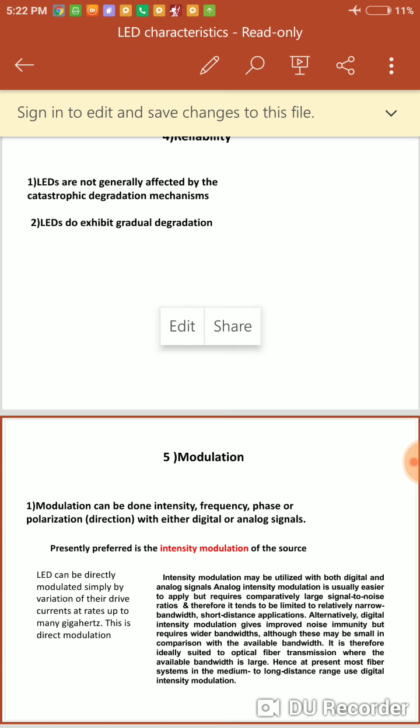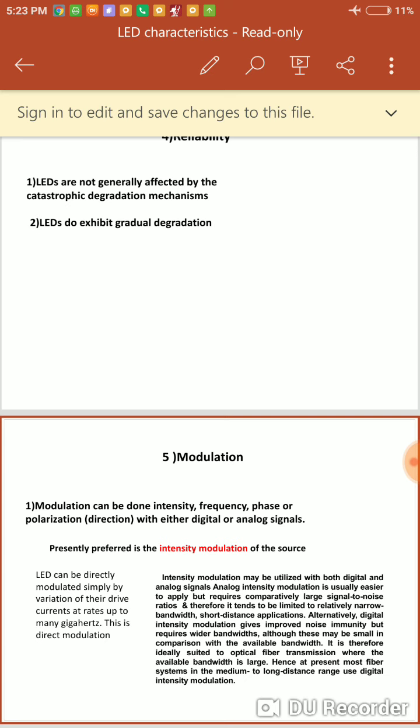So as in case of analog modulation, there are three types based on which parameter of carrier we are changing: amplitude modulation, frequency modulation and phase modulation. Similarly, for light modulation also, based on which characteristics of light we are changing, there are three types of modulation: intensity modulation, phase modulation and frequency modulation. Out of these three, intensity modulation is most commonly preferred, in which we are changing the intensity of light with respect to the modulating signal.